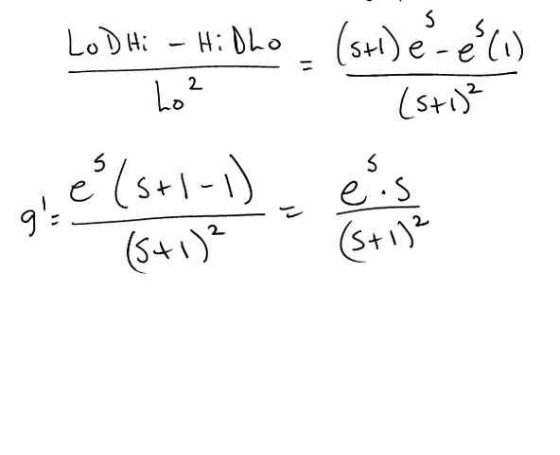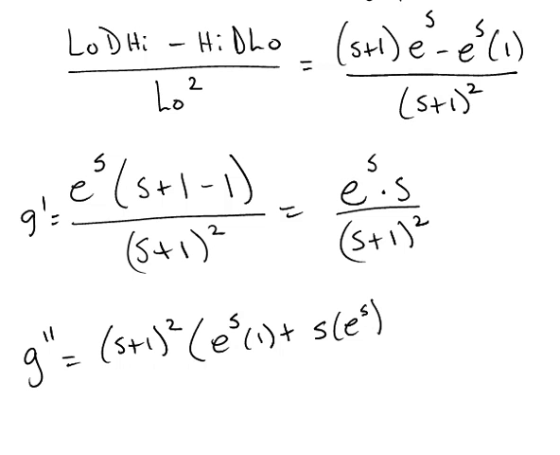Okay, now our second derivative is going to be tricky because we're going to have both a product rule and a quotient rule in here, but we can handle it. So our second derivative, remember, it's low d high. So that's going to be s plus 1 squared. Now the derivative of the high, you have to use the product rule. So it's the first, which is e to the s, times the derivative of the second, which is just 1, plus the second, which is s, times the derivative of the first, which is just e to the s.